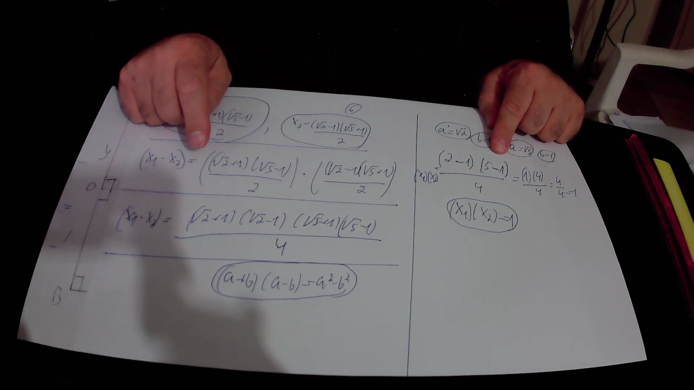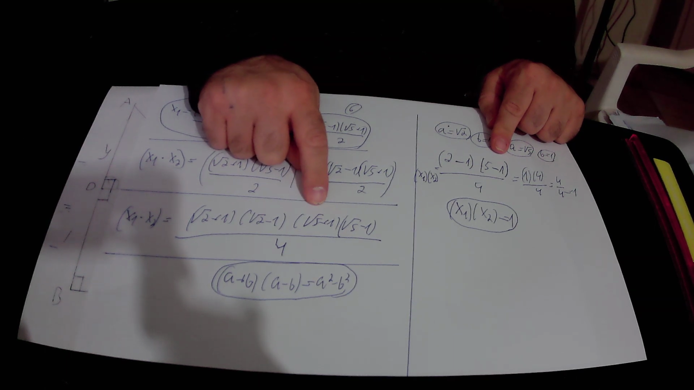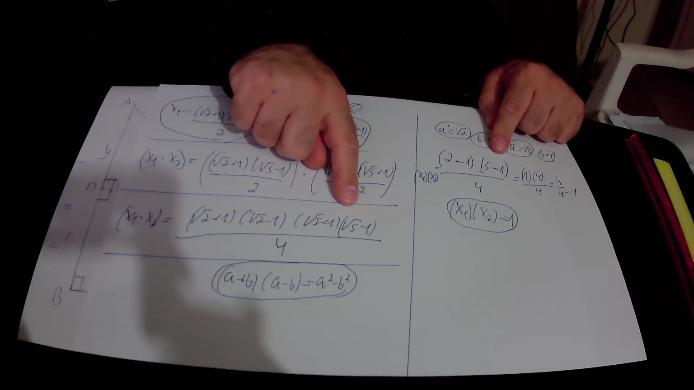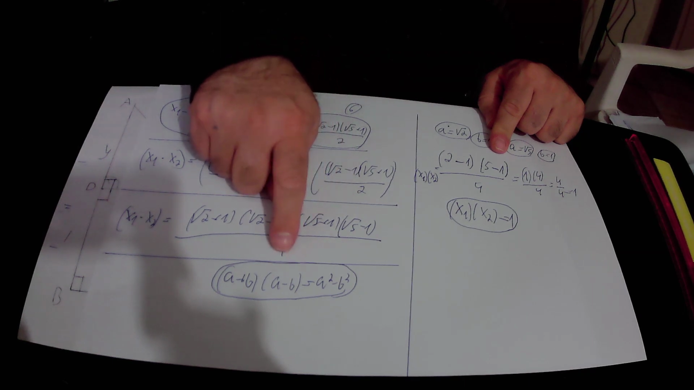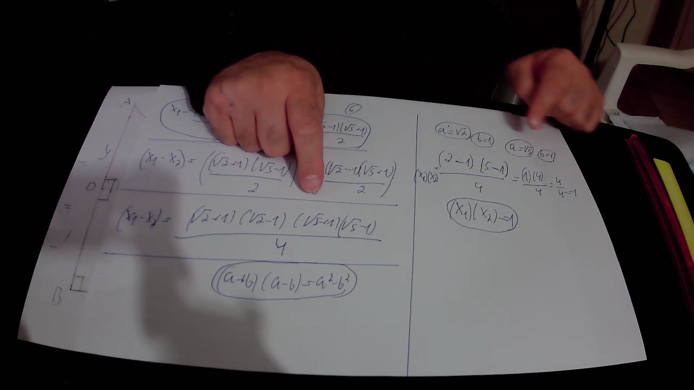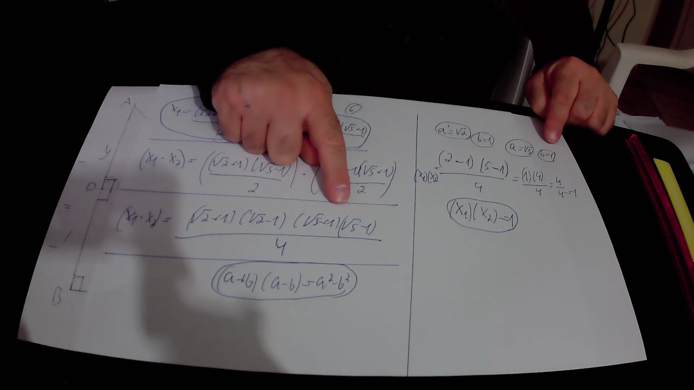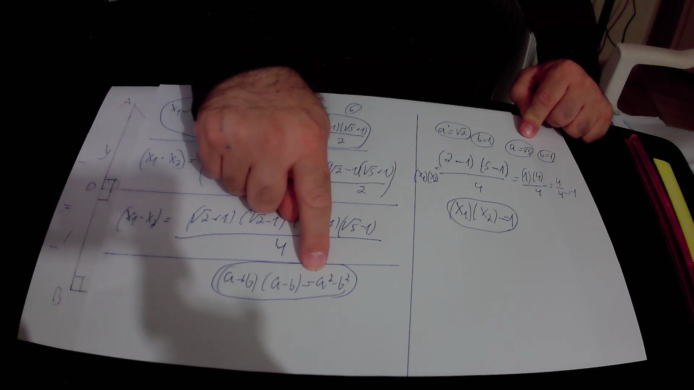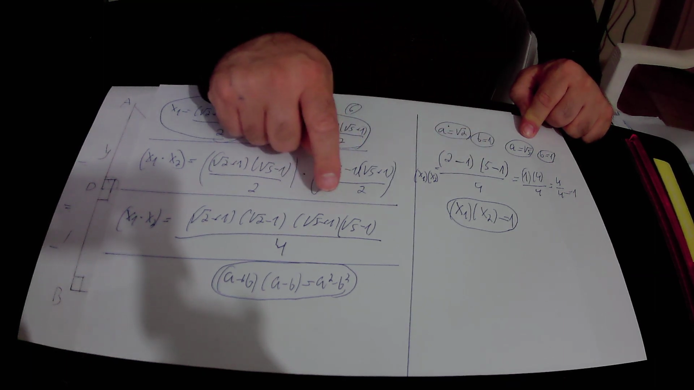Then we did the same process for square root of 5 plus 1 times square root of 5 minus 1. We calculated the value of this expression according to this algebraic identity. According to this algebraic identity, it equals a squared minus b squared. Here a equals square root of 5 and b equals 1. Therefore, a squared, square root of 5 squared, is 5, minus b squared.